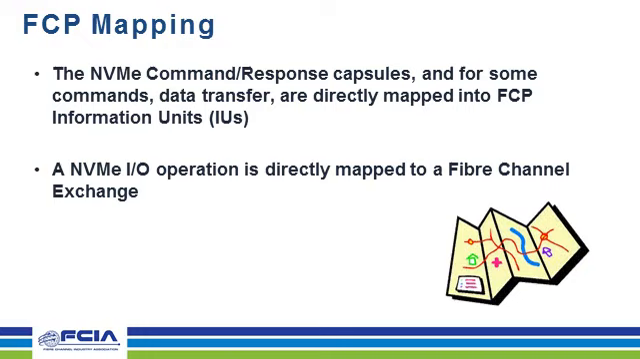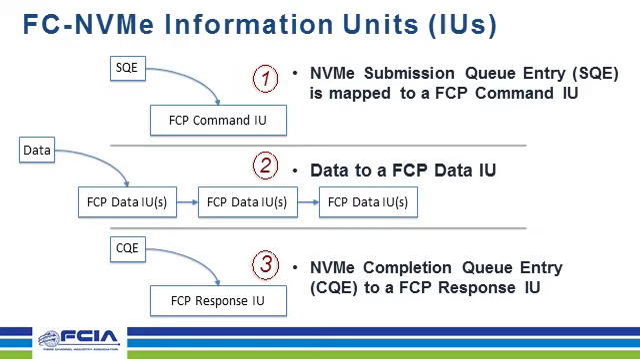So how does FC NVMe map onto FCP? In FC NVMe, the NVMe command and response capsules are mapped into the FCP information units, and NVMe I/O operations are mapped into Fibre Channel exchanges. Let me show you how that works. So FC NVMe information units, which are basically Fibre Channel frames with FCP-specific headers added to them, are used to map the SQEs and the CQEs into a FCP command IU.